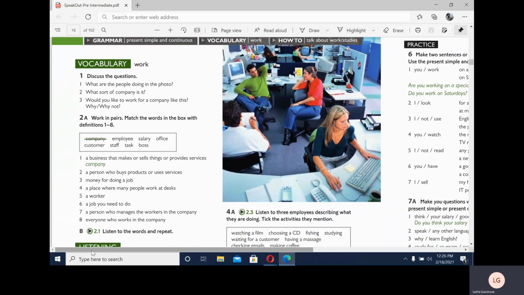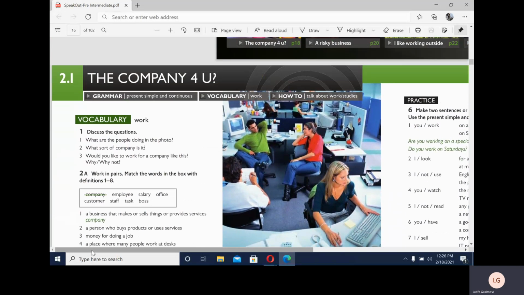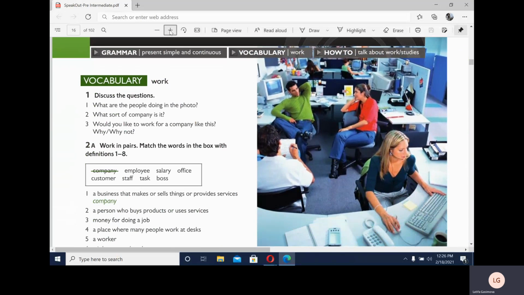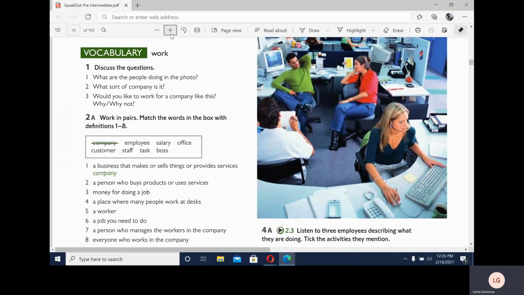So first of all, we're going to take a look at present simple and continuous, work-related vocabulary, and also we'll learn how to talk about work and studies. Now I'm just going to zoom in a little bit so you see better. Okay, great. And we have some questions for you here.